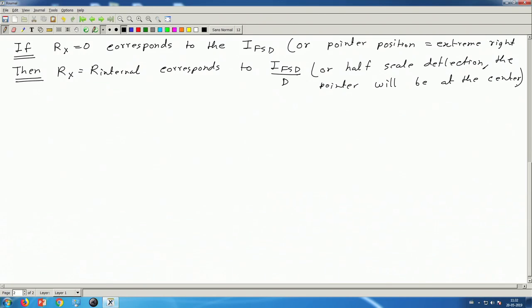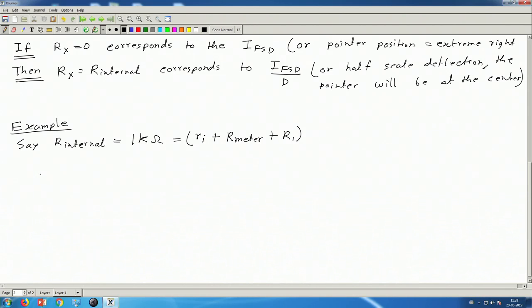Okay. Now, let us take a small numerical example. Say R internal is equal to 1 kilo ohm. Basically, this R internal is the battery resistance plus meter resistance plus R1 etc., everything. Okay. So, say this is equal to 1 kilo.